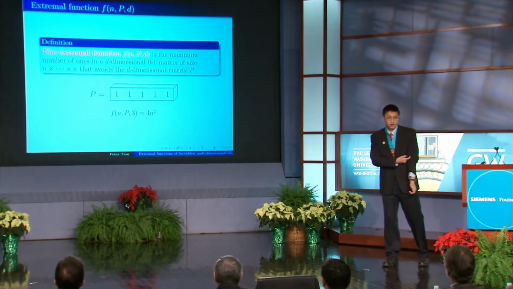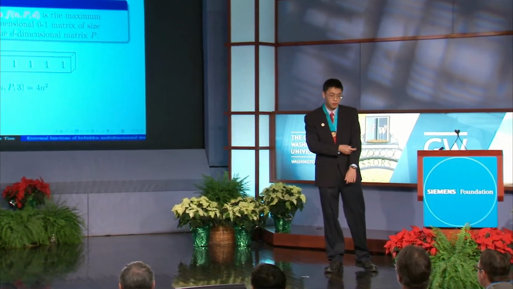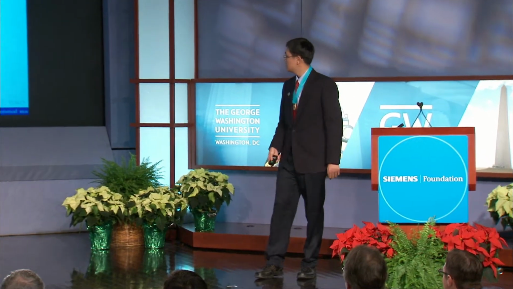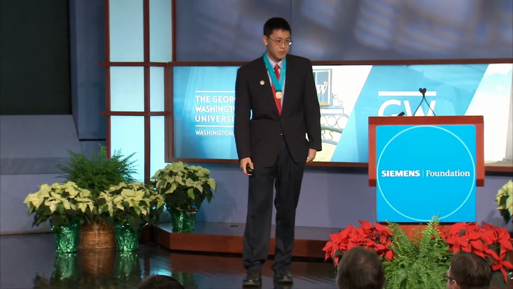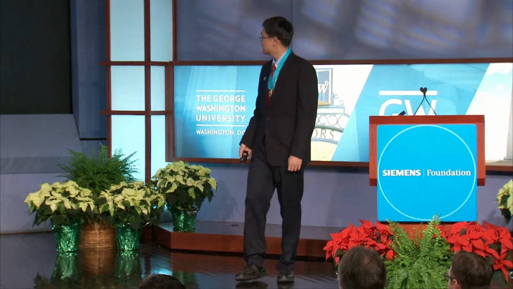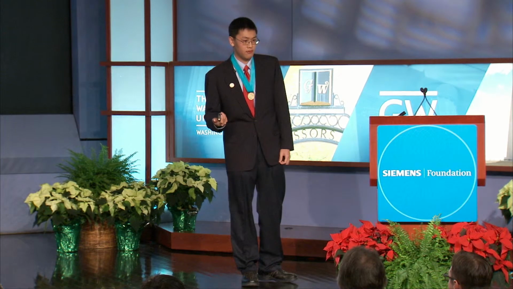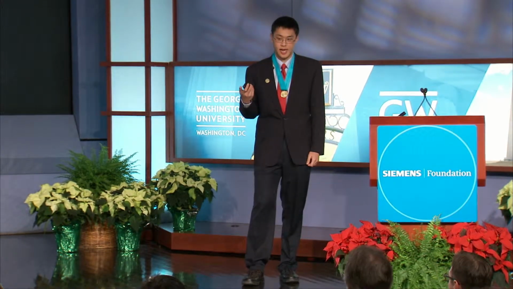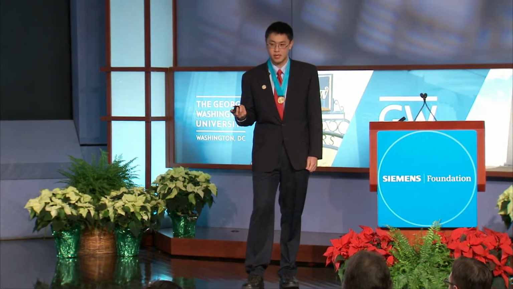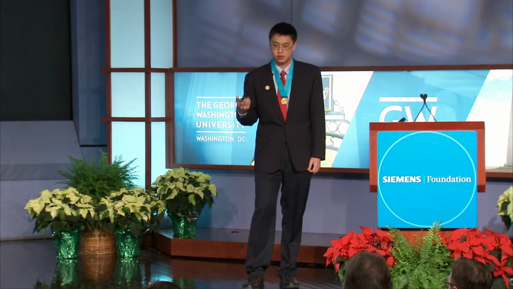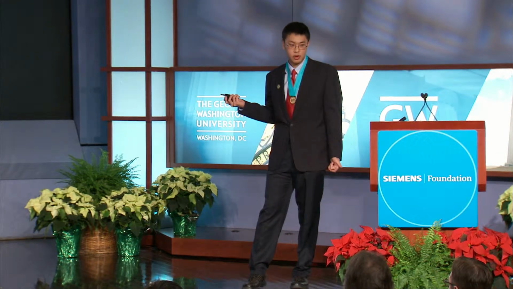So the main object of interest in our talk today is the extremal function, denoted by f, which is the maximum number of ones in a D-dimensional matrix of this size that avoids the D-dimensional matrix P. So as an easy example, if P is a row of 5 ones, then an n by n by n matrix that avoids P has at most 4 ones in each row, so it has at most 4n squared ones total. So the extremal function is 4n squared. So in general, it's actually not practical to calculate the extremal function exactly. Instead, we'll be estimating it.